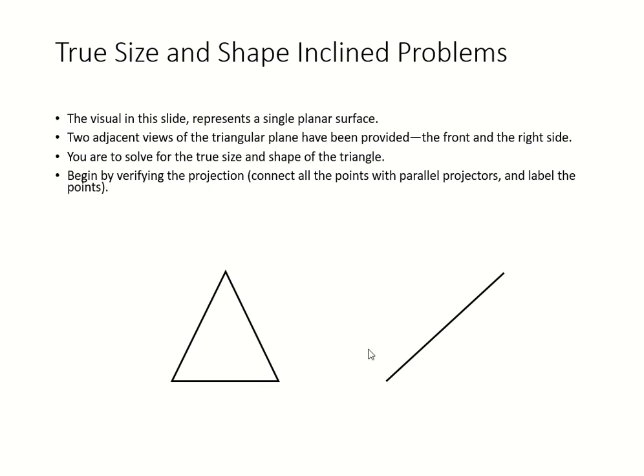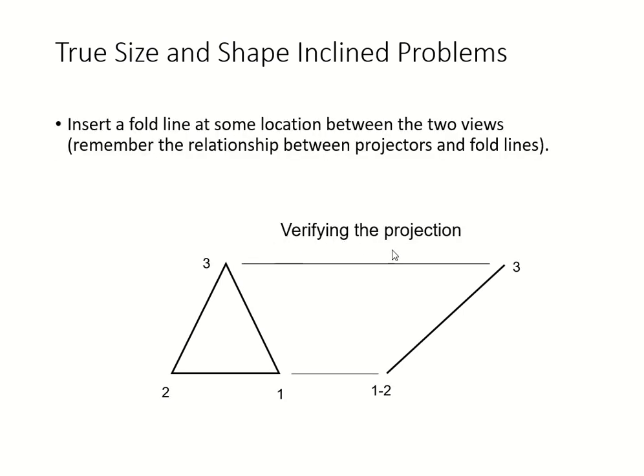Usually the problem is going to ask you to solve for the true size and shape of the triangle when you change views, of course. And what we usually do is verify the projection. We're going to connect all the points with parallel projectors, and then we will label the points. So let's see how we do it. First, we start with a fold line, some location between two views. So this is your front view, and that is your right view. So I'm just gonna put front here, and this one is your right.